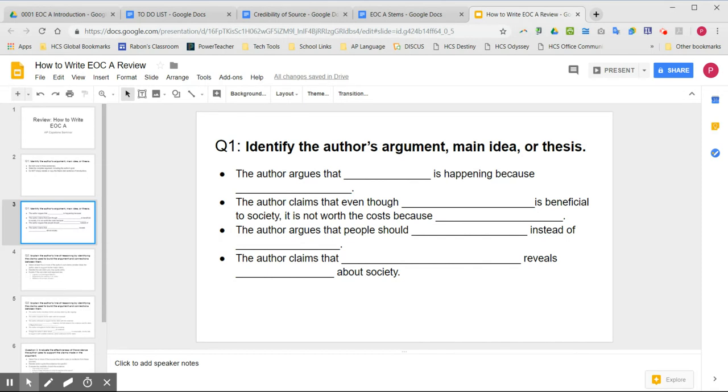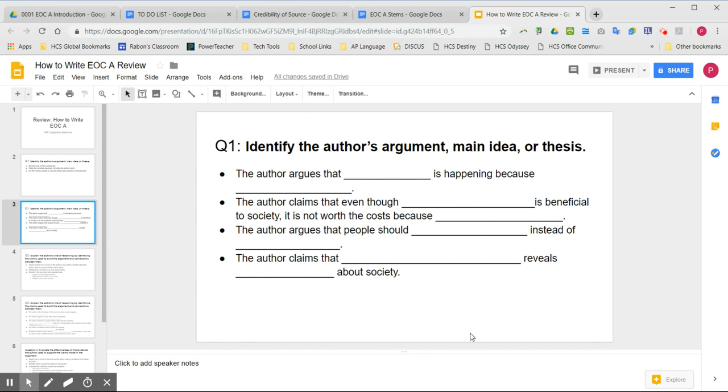The author argues people should do blank instead of blank because. All right, that would develop that claim a little bit more and show that you have a stronger understanding of it. The author claims that blank reveals blank about society. So this was more of an analytic piece. Is the author trying to prove something about the world around us?